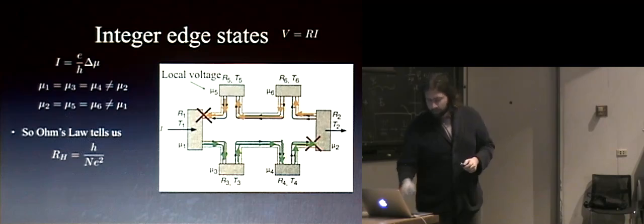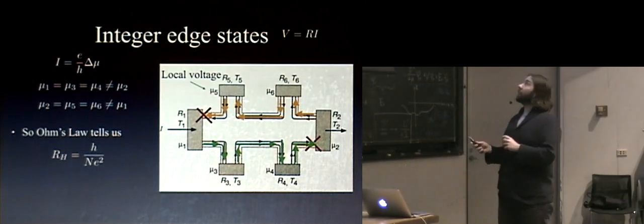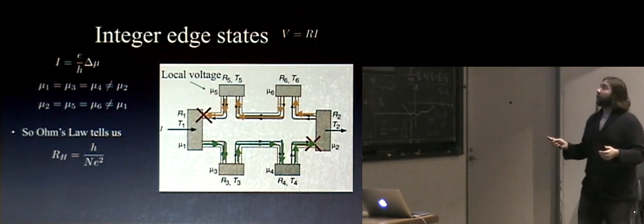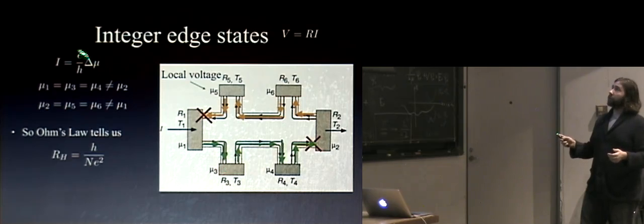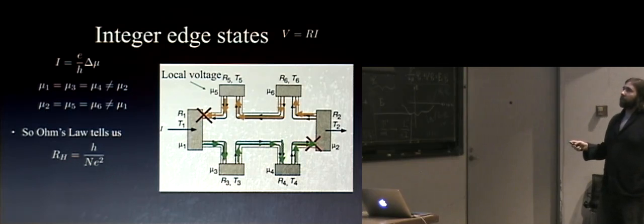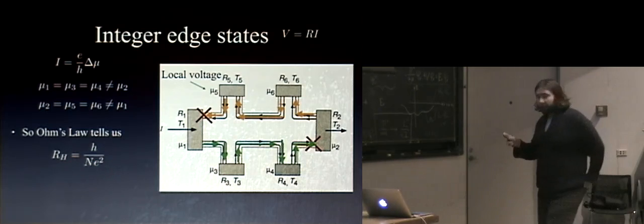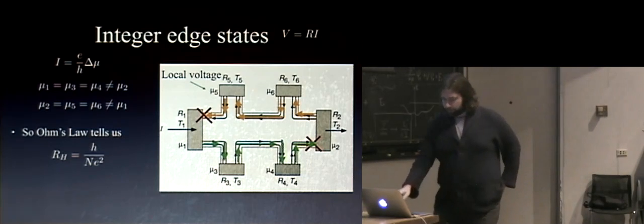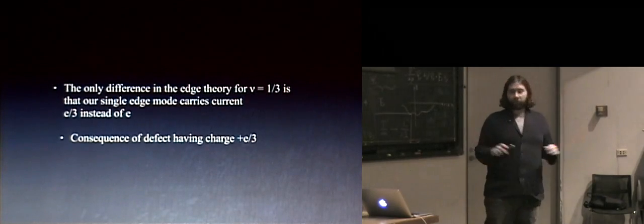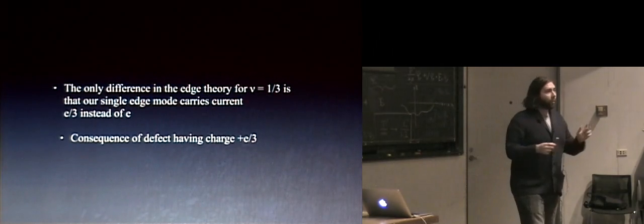So you may remember, last week we talked about the following fact. If I have an integer edge state, for every integer plateau that's filled, I know that I have an edge current, and that edge current carries 1 unit of charge. If you ask about how that charge flows and you look at Ohm's law, you immediately find that if I have n integer fillings, then the Hall resistance is h over n e squared, which is the usual integer formula.